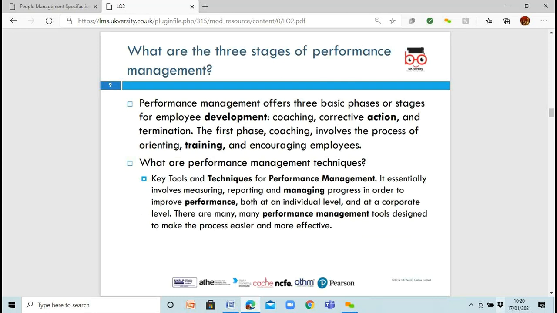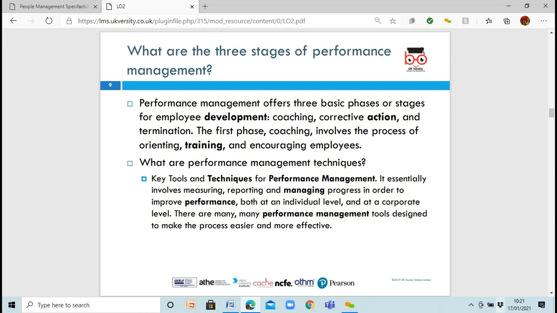So, what are the 3 stages of performance management? Now, there are 3 basic phases for employee development. So we've got coaching, corrective action, and termination. So for coaching, it's just things like coaching, training, and encouraging your employee. Corrective action is where you're communicating with your employee to try and get them to improve their behavior or their performance. And termination is self-explanatory. It's when your contract is getting terminated.